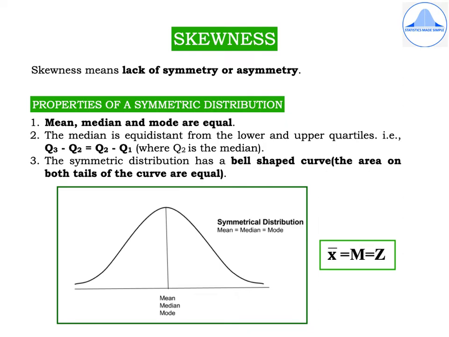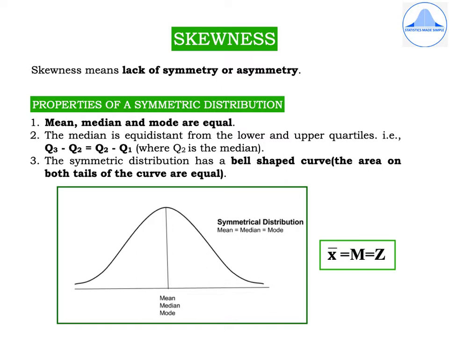I'll first explain what we understand by the word skewness. Skewness means lack of symmetry or asymmetry. Now, what are the properties of a symmetric distribution? For a symmetric distribution, the mean, median, and mode are equal. The second point is the median is equidistant from the lower and upper quartiles. That is, Q3 minus Q2 is equal to Q2 minus Q1. And we all know that Q2 is nothing but the second quartile, which is the median itself.